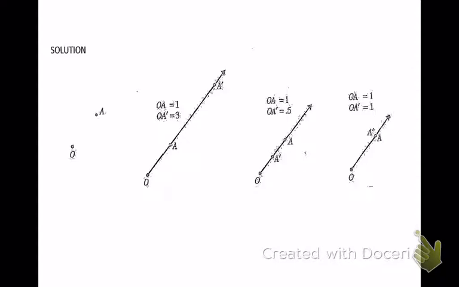If it's 1/2, I measure OA. I divide it in half. That tells me that OA prime is half. And then if the size transformation is 1, the point doesn't move. A prime and A are the same. In this first one, this distance is 1, this distance is 3, and so on. Alright, any questions there? No questions there. Okay?